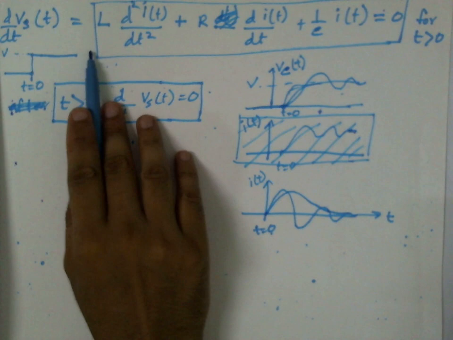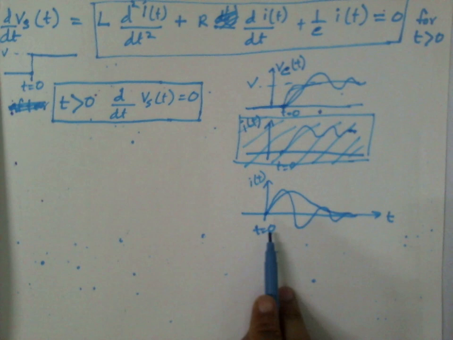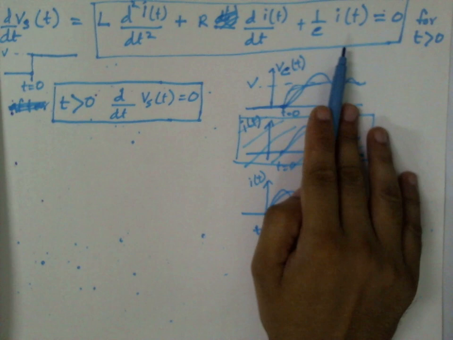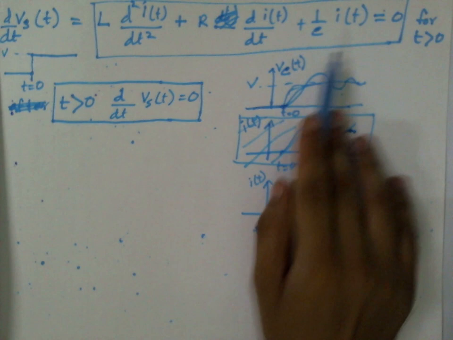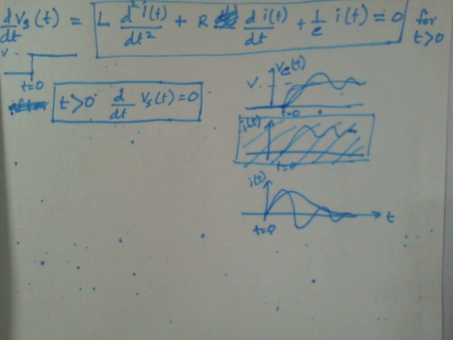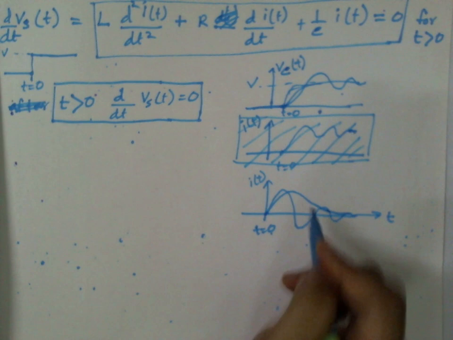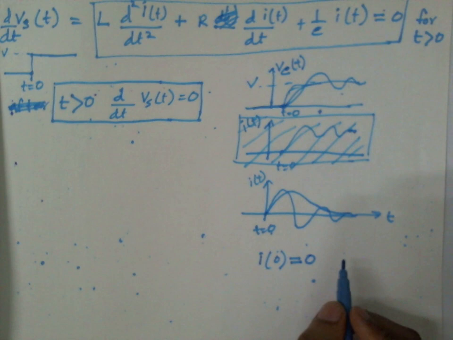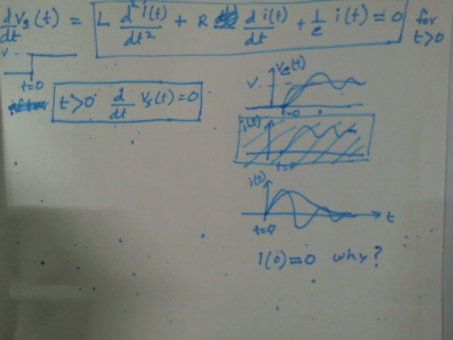But solving this differential equation alone is not enough to get the exact shape of this waveform, because we know that for a second order differential equation, we need two boundary conditions to get the definite solution. So the two boundary conditions, or two constraints, can be in this case like: i at t equal to 0 should be 0, right? Why? Always ask the question why. This is a great question to ask in science.